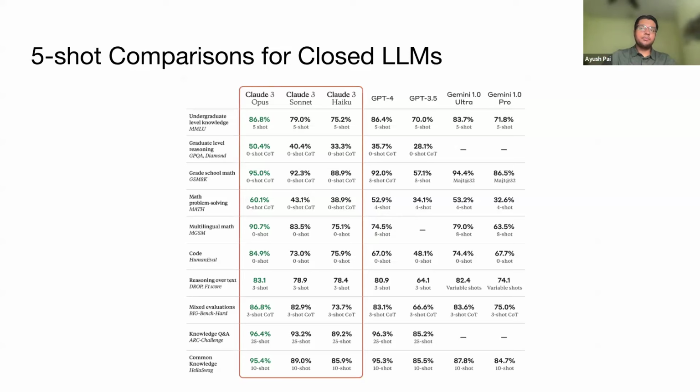MMLU is kind of an industry standard way of understanding how good a model is. But obviously, these benchmarks are not the only thing you should be looking at when choosing which model you should be using. It's also based on other things as well.